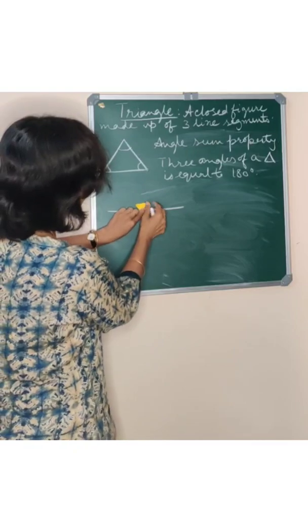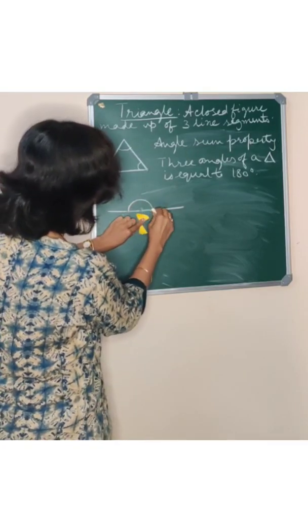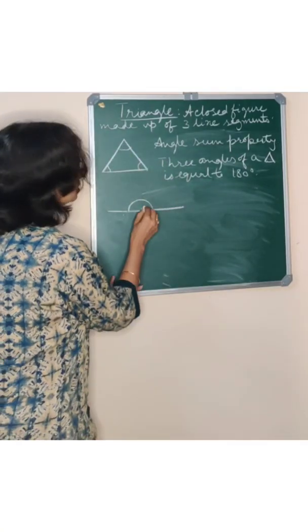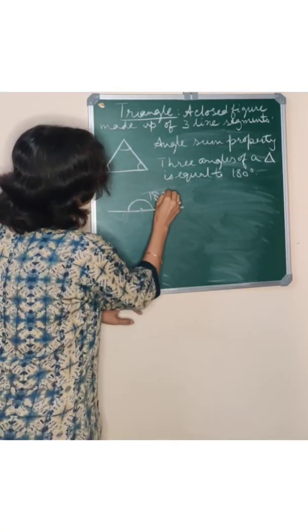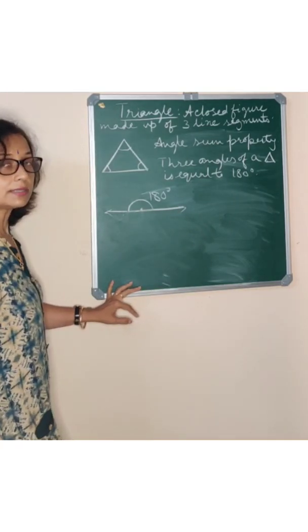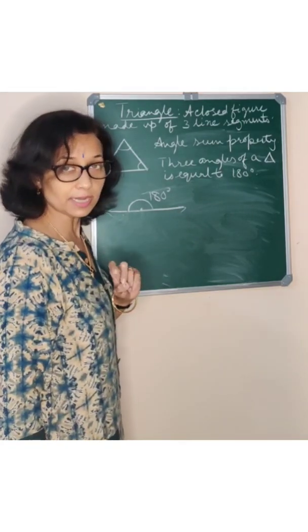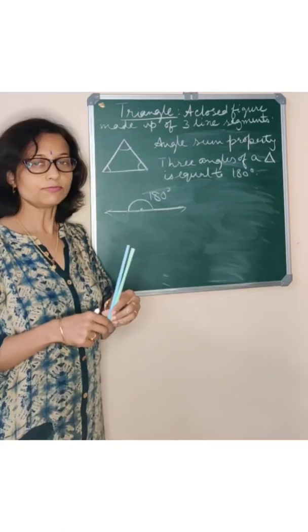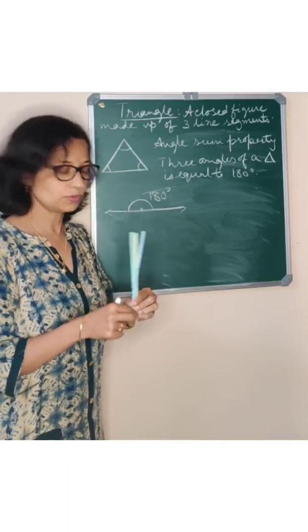See, if you want, you can just draw an angle around it. So the sum of three angles of a triangle is 180 degree. Now it is proved. The sum of the three angles of a triangle is 180 degree. Now, a fun way I want to show you something.